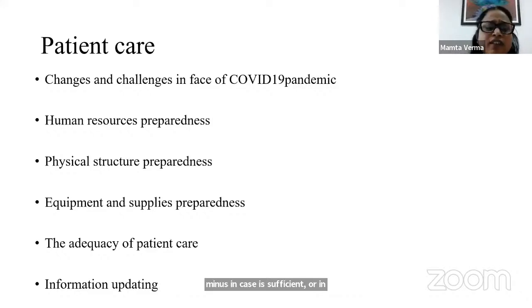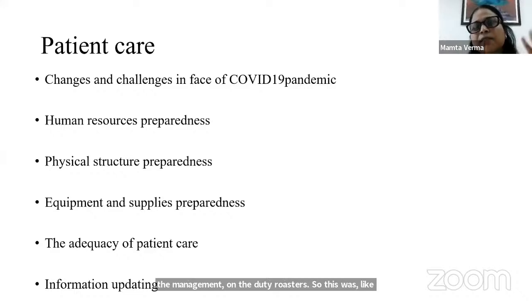And the last one was information updating. There was chaos. Every minute some new guidelines were coming. Every minute something was happening: how to do donning and doffing, what the isolation policy is, what the quarantine policy is, what the investigation policies are. Every minute we were changing the roster and chasing people. So there was information updating on protocols, on management, on duty rosters. It was a good thing, but at the same time very confusing. So these are some of the barriers which nurses working on the ground felt.